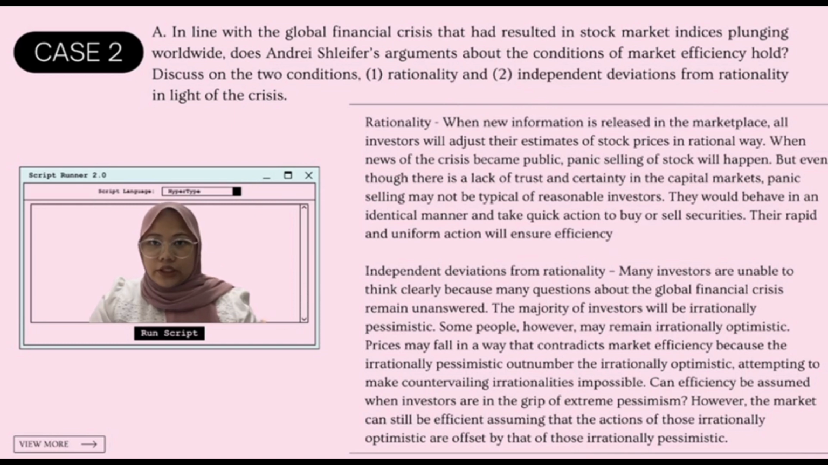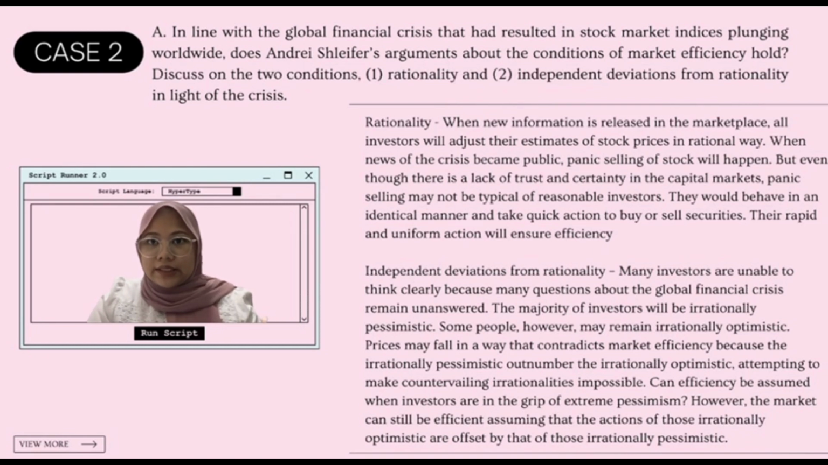Their rapid and uniform action will ensure efficiency, while independent deviation from rationality is when many investors are unable to think clearly because many questions about the global financial crisis remain unanswered. The majority of investors will be irrationally pessimistic. Some people, however, may remain irrationally optimistic. Prices may fall in a way that contradicts market efficiency because the irrationally pessimistic outnumber the irrationally optimistic, making countervailing irrationalities impossible. Can efficiency be assumed when investors are in the grip of extreme pessimism?